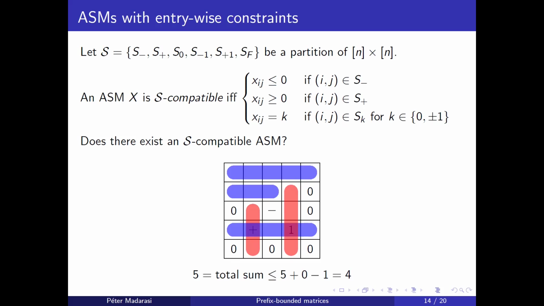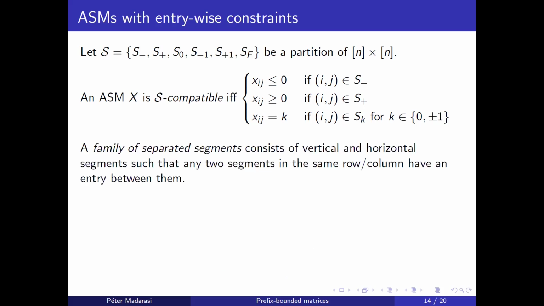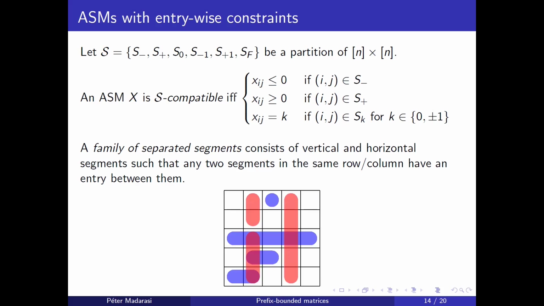Before I can state the exact theorem, we need just one last definition. We say that a family of separated segments is just a family of vertical and horizontal segments, such that any 2 segments in the same row or column must have an entry between them. They cannot touch each other. For example, this is not a family of separated segments. The reason being that these 2 vertical segments touch each other. There is no entry between them. But if we make the bottom one shorter by one, like this, then what we obtain is a family of separated segments.